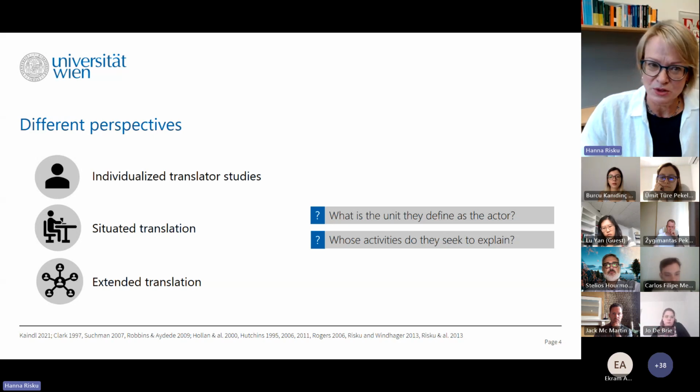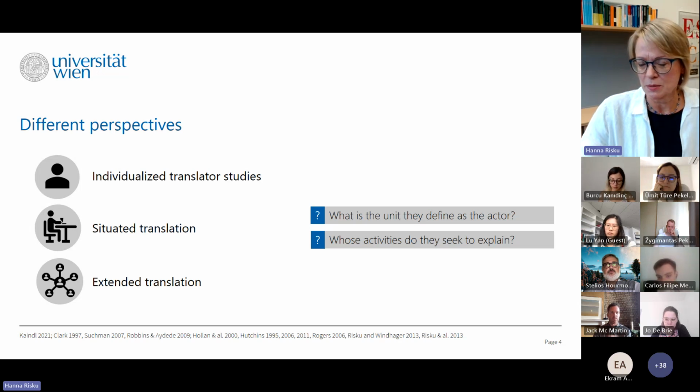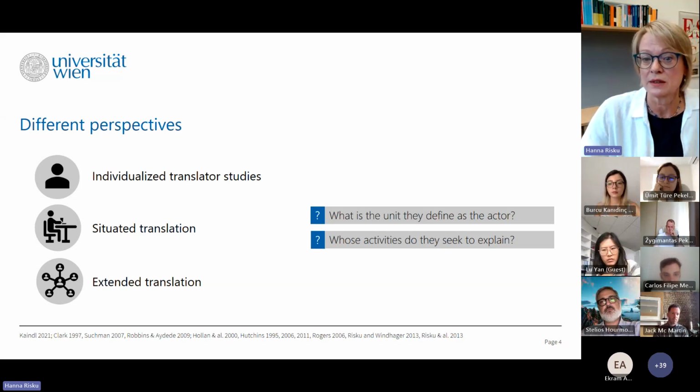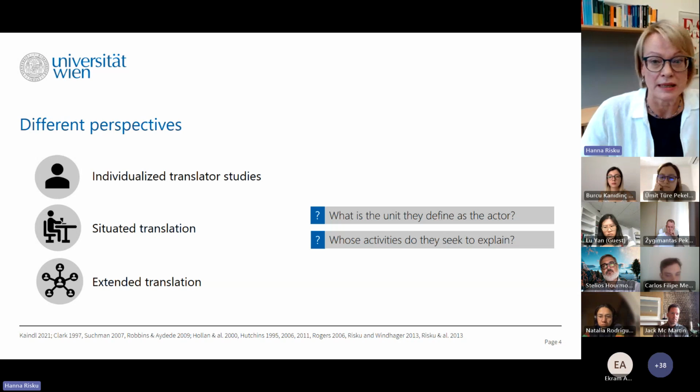Still, I want to stress here that even though I myself use the extended translation approach in my current research, I do not advocate the use of one over the other exclusively. In fact, I really consider all these perspectives to be highly useful for constructing theoretically informed understandings of translation and interpreting.